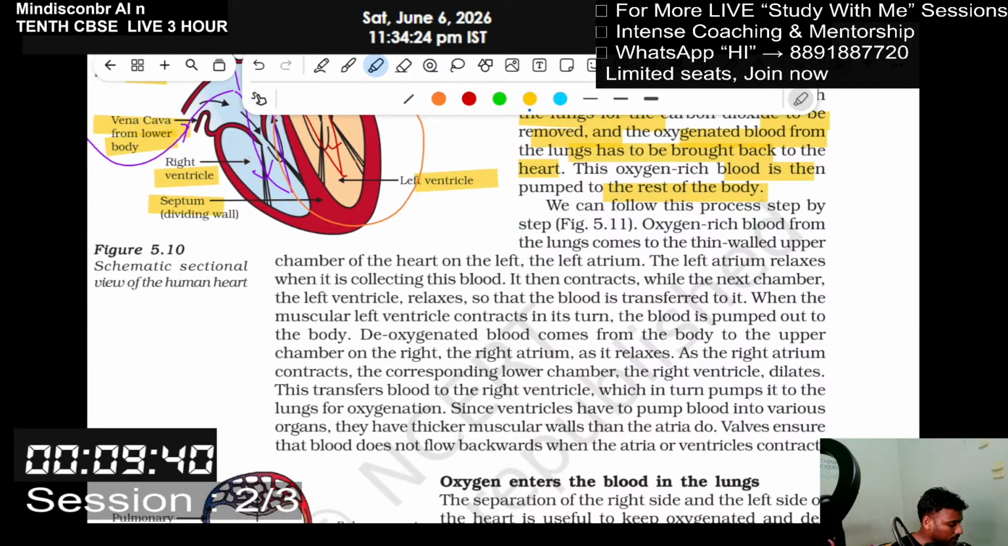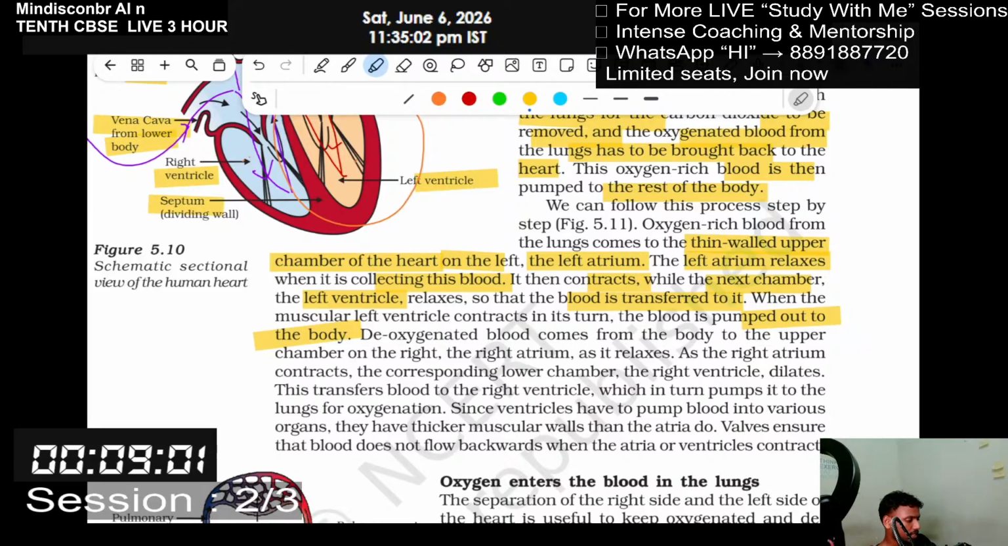Oxygen rich blood from the lungs comes to the thin walled upper chamber of the heart, the left atrium. The left atrium relaxes when it is collecting this blood. It then contracts while the next chamber, the left ventricle, relaxes so that the blood is transferred to it. When the muscular left ventricle contracts in its turn, the blood is pumped out to the body.